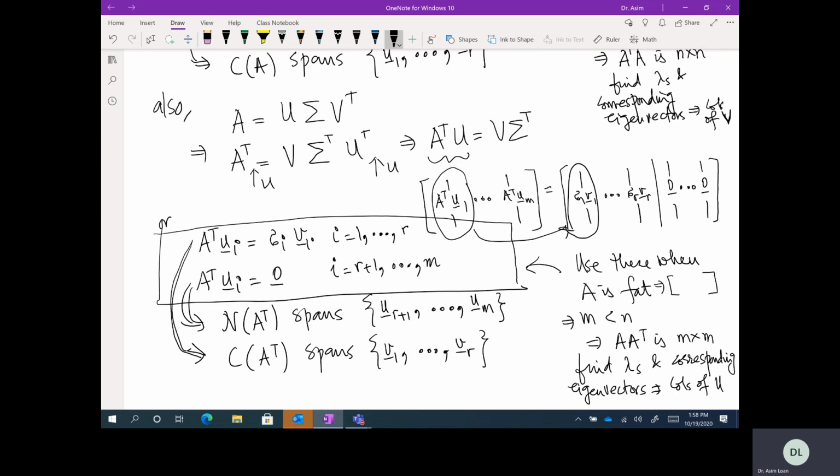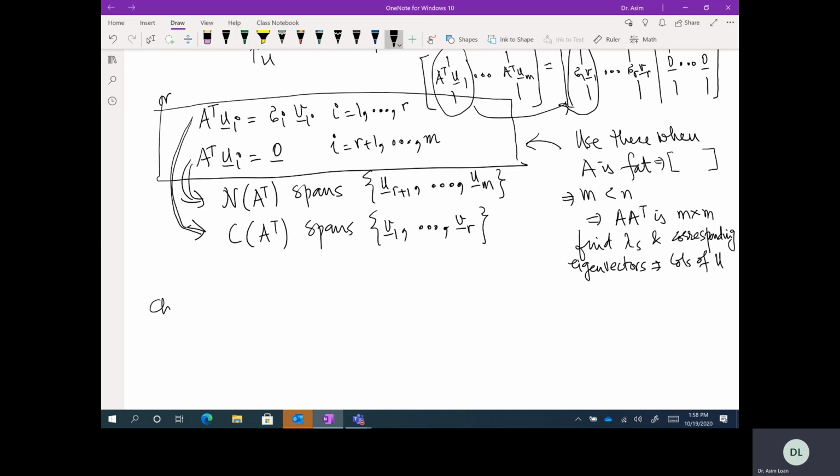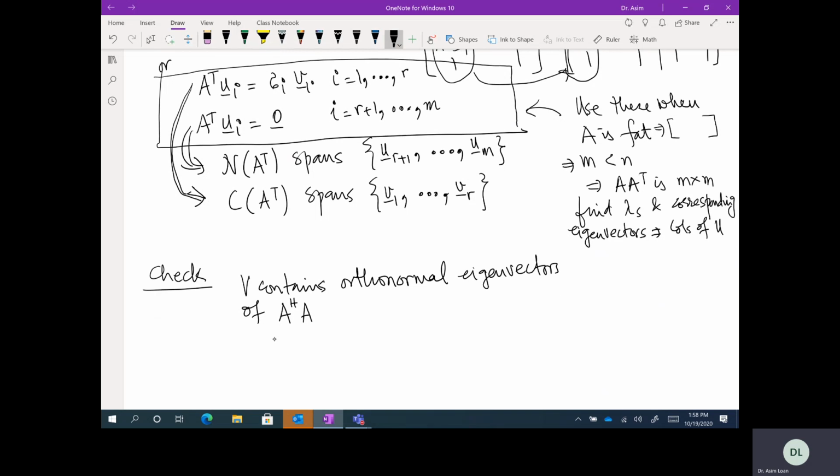Okay. So just to check here, V contains orthonormal eigenvectors of A transpose A, and the same is the case for U. And how do we prove that? So A times Vi dot A times Vj.